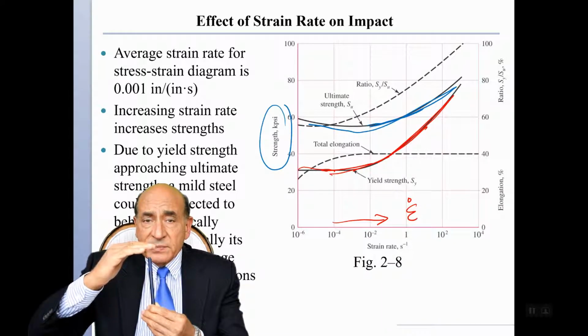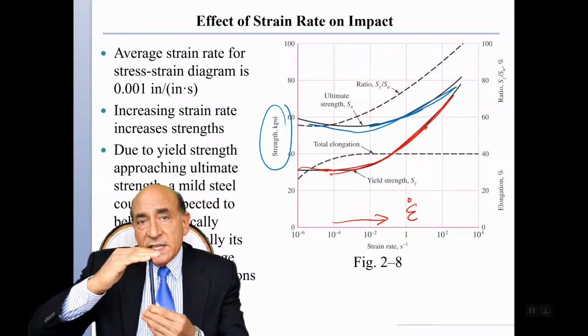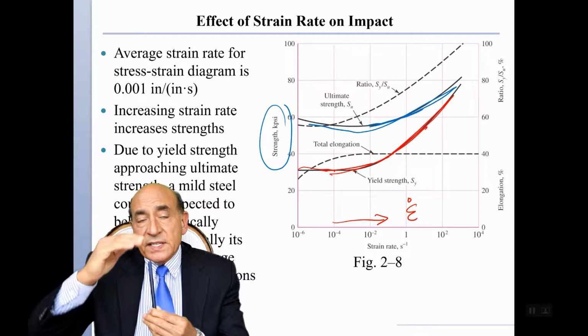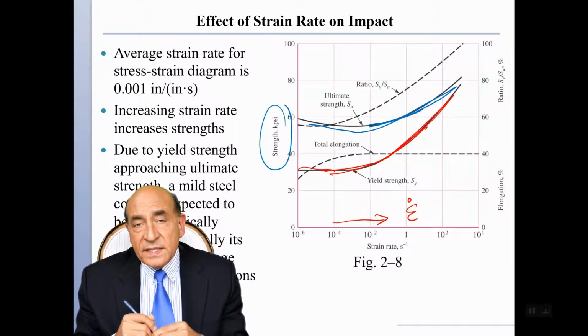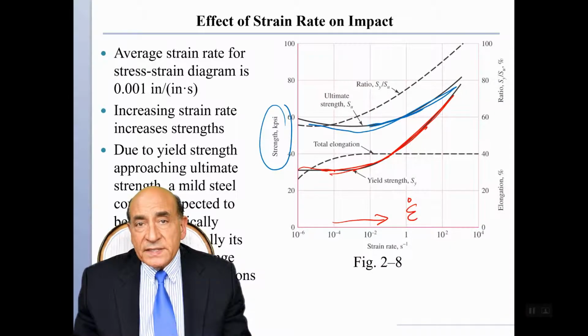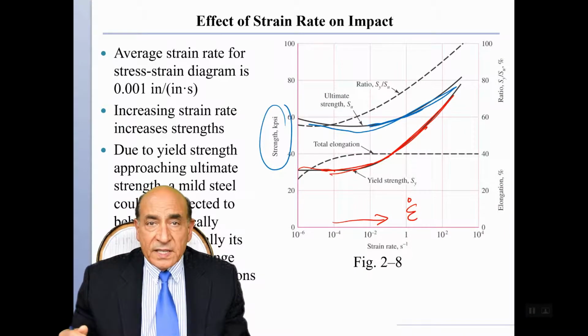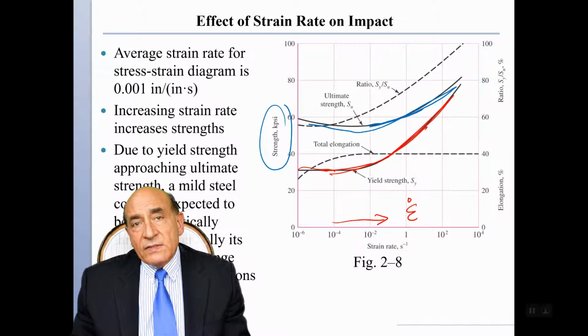So in standard mechanical tests, this rate is about 10 to the minus 3. In creep tests, this rate is about 10 to the minus 6. In high impact tests, like shock loading, for example, this rate can be above 10 to the power 3 or 10 to the power 4. If we have laser shock, for example, then we can achieve rates of 10 to the power 6 or 10 to the power 7, second minus 1. The unit is second minus 1.